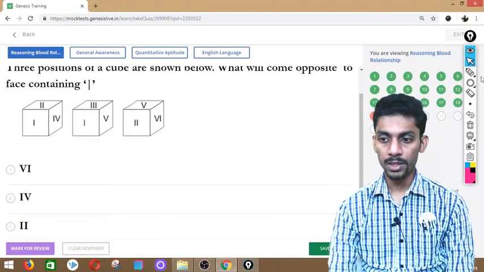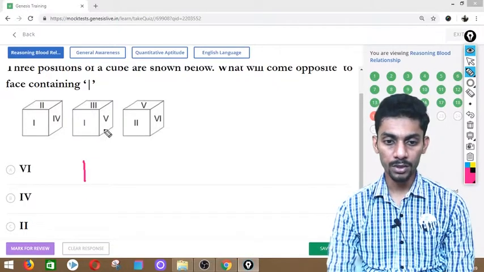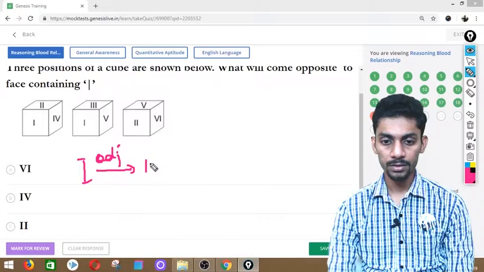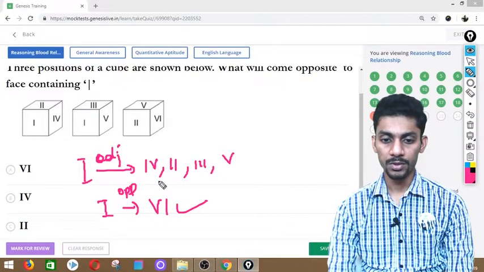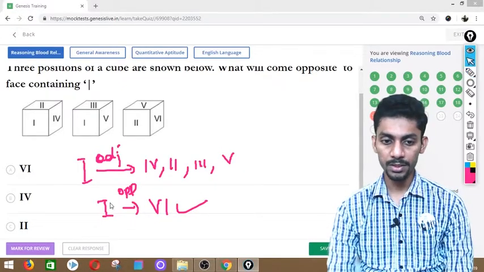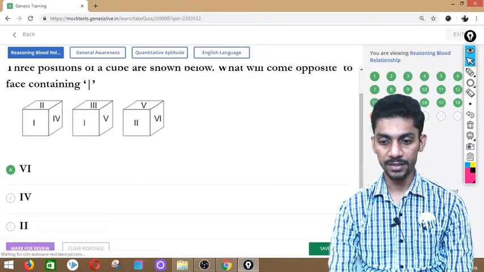Next one. What is opposite to 1? Okay, what are the adjacents of 1? Adjacents of 1 are 4, 2, 3 and 5. So obviously opposite of 1 is 6, because all these are adjacent, so obviously 6 should be opposite. Clear? Yes, mark it and go for next one.